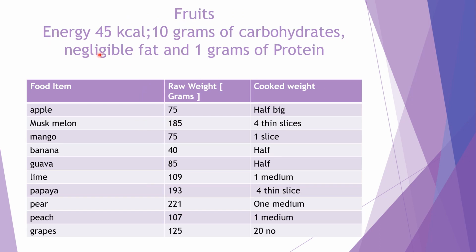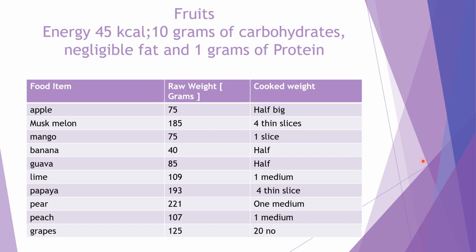Fruits, fruit exchange. Some commonly used fruits I have listed. Energy is 45 kilocalories, 10 grams of carbohydrate, negligible amount of fat and 1 gram of protein. Apple, one medium sized, weighing up to 75 grams, or half of the apple, provides these many nutrients. Muskmelon, 4 thin slices. Mango, one slice provides 45 kilocalories. Banana, half of the banana provides 45 calories.